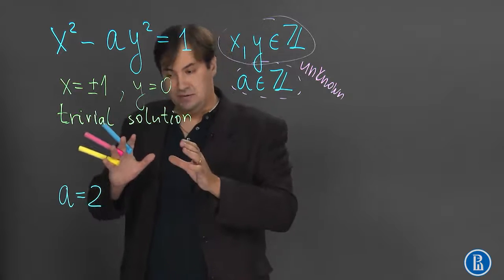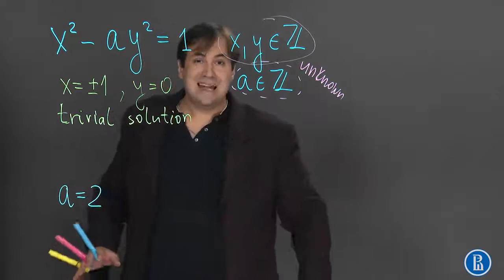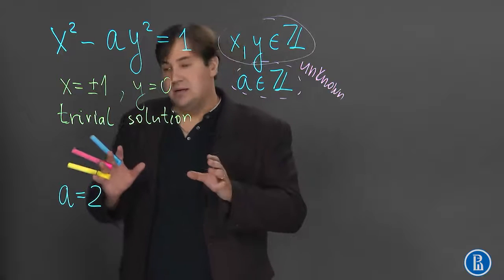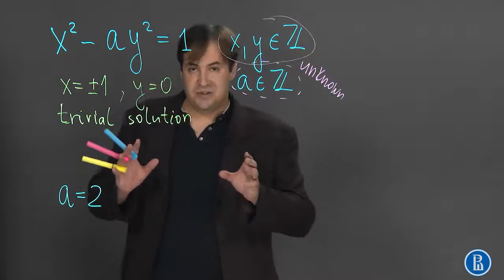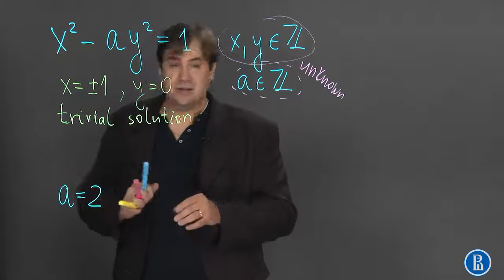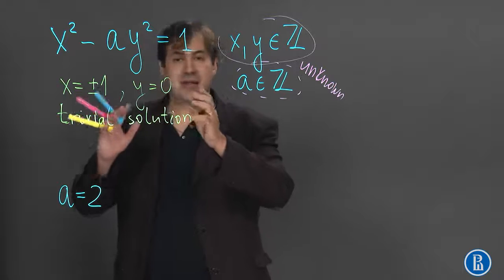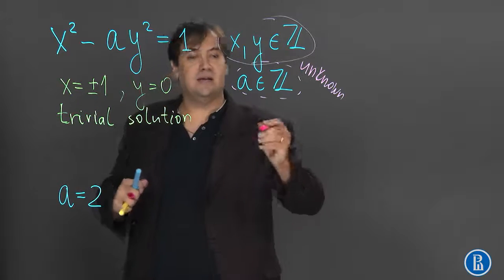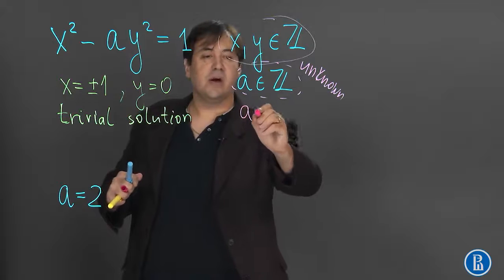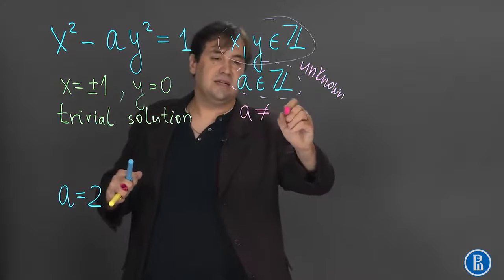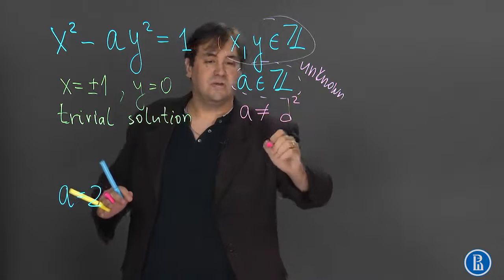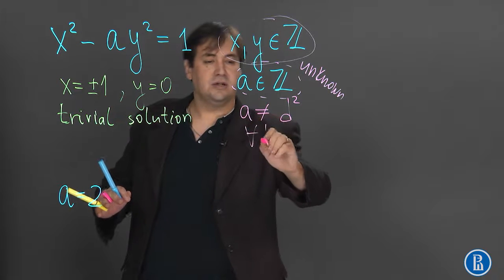May I remind you that we call this equation the Pell's equation only in case where a is non-square, which means that a is not equal to the square of any integer d.